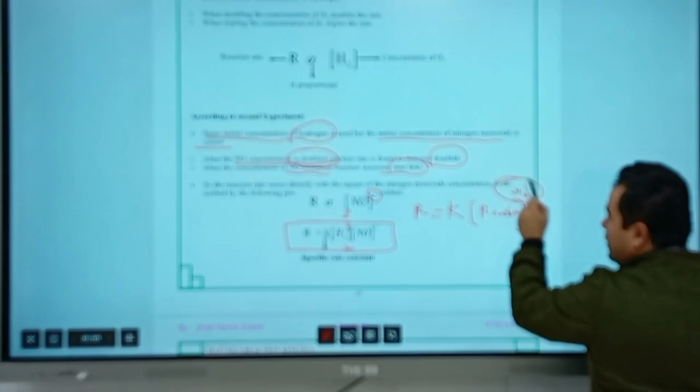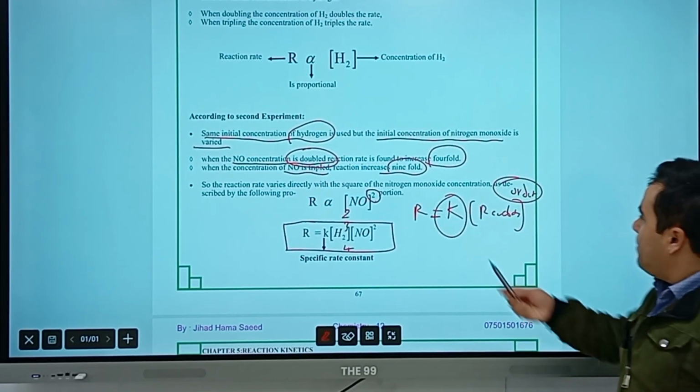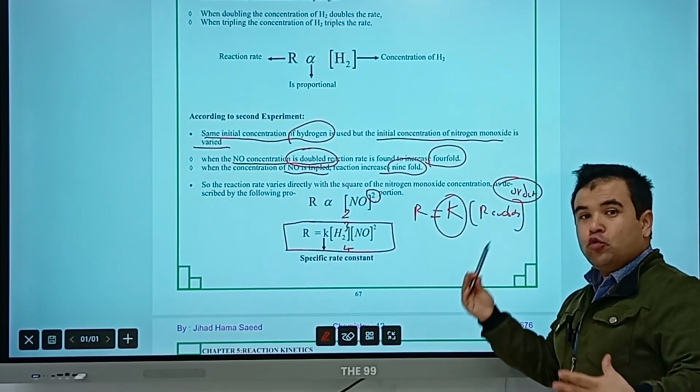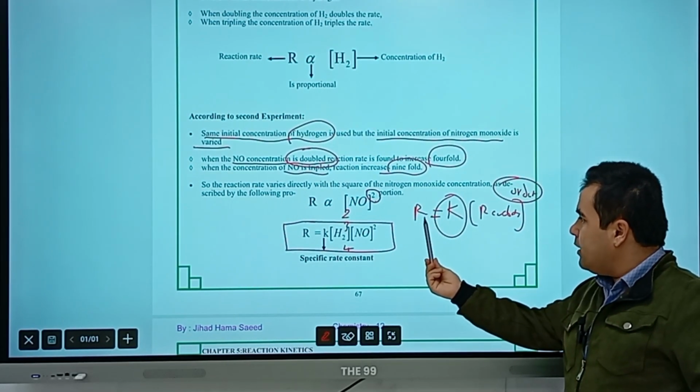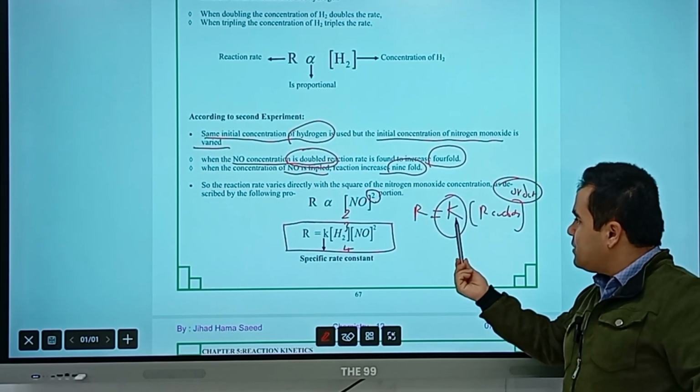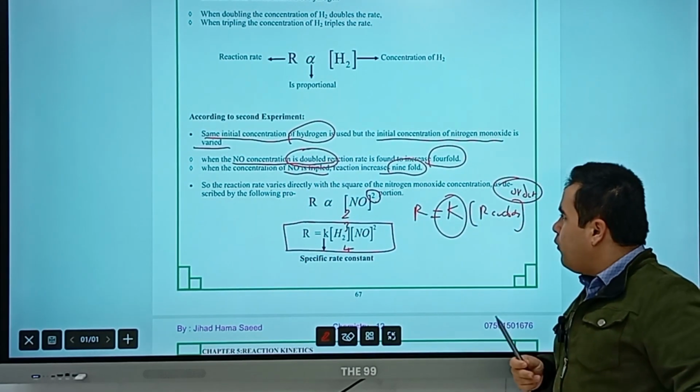We'll be talking about what the order is, what K is, and how to find them. In order to write the rate law for a reaction, we represent R, which is the reaction rate, equals the specific rate constant times the reactant concentration to the power of the order.